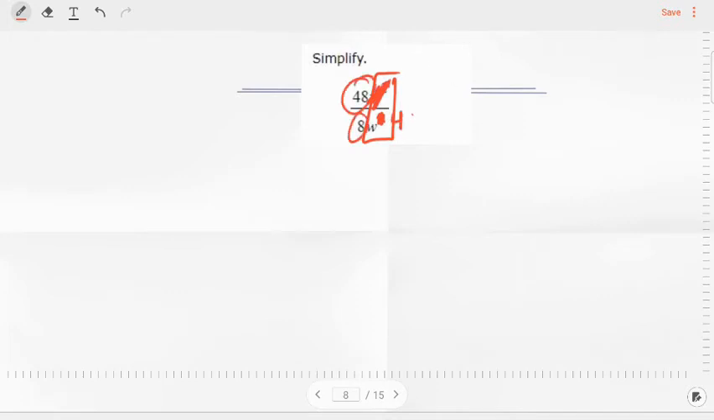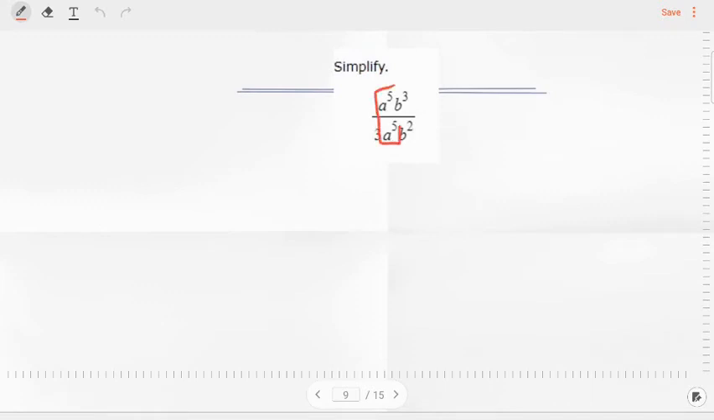Now, 48 and 8 don't look like common factors, but remember, 48 can be made up of 6 times 8. So that common factor of 8 is going to cross out, and I'm left with 6 on top. That's the only thing left, and w to the 4th on the denominator. So let's try that again.